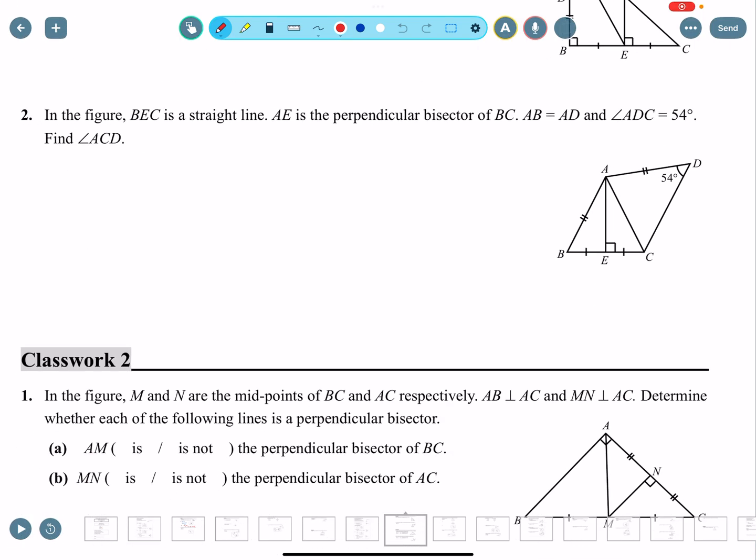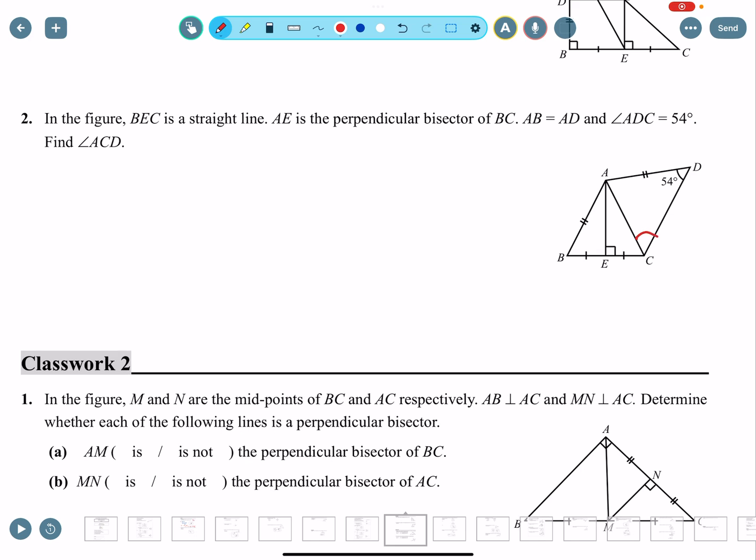Number 2. In the figure, BEC is a straight line. AE is a perpendicular bisector of BC. So it shows that it's perpendicular and it also bisects the line BC. AB is equal to AD. ADC is 54 degrees, which is shown already in the figure. Find ACD. Where's that? This one over here. So our job is to find this one, and let's see what we can do.